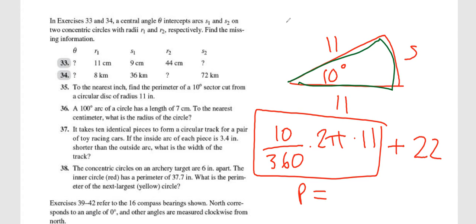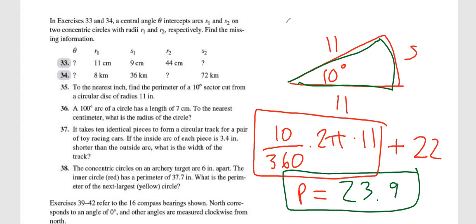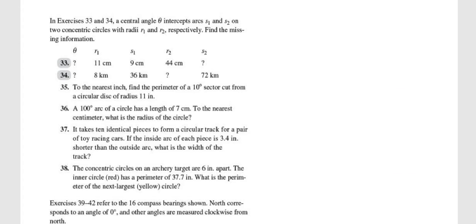I'm like, did I do that right? I got 23.9. I'm hoping that's what the answer sheet said. That makes sense because 10 degrees is pretty small, so that outside edge wouldn't be that big. Okay. Okay, let's move on to 4.2 notes.